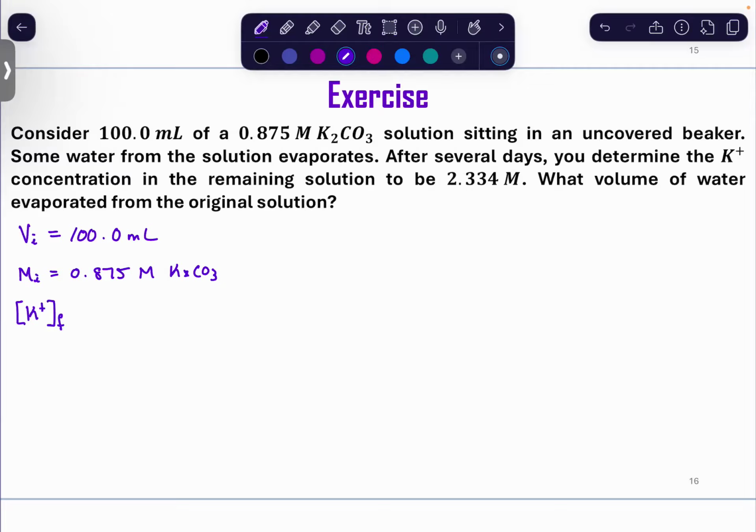When you see square brackets like this in chemistry notation, this means concentration, and you're still going to get units of moles per liter. But we need a different value to make sure we set these two numbers apart. So our final concentration of potassium ions is going to be 2.334 moles per liter.